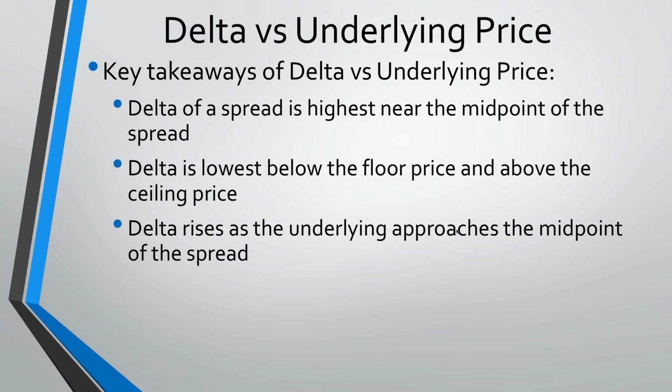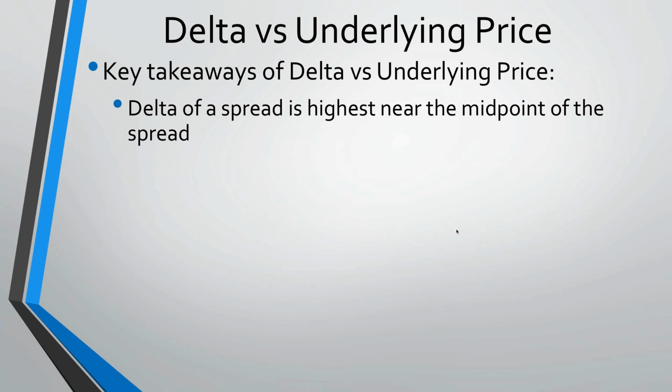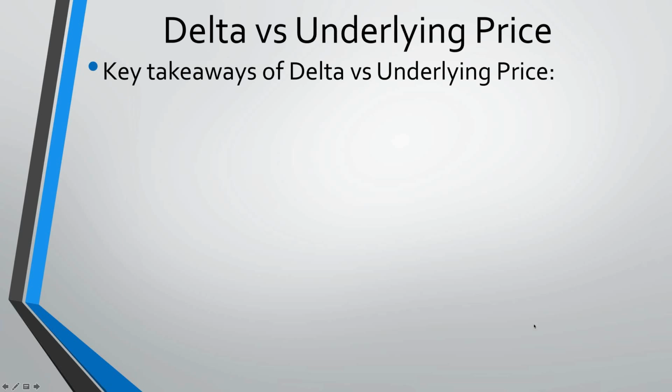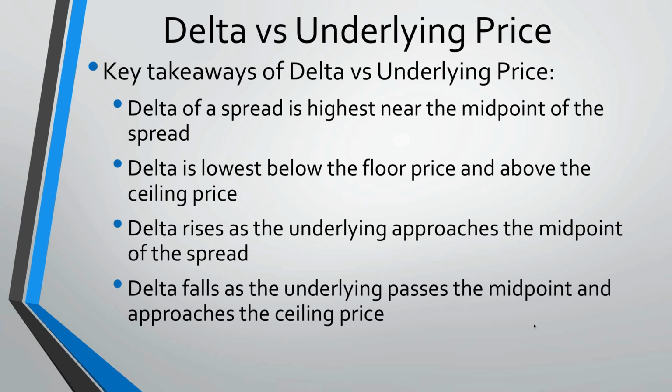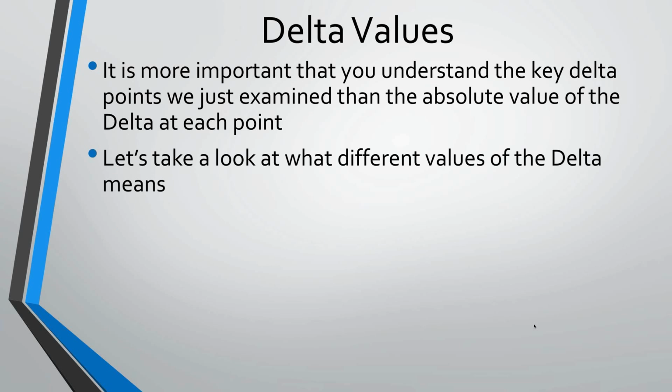Delta rises as the underlying approaches the midpoint of the spread. Delta falls as the underlying passes the midpoint and approaches the ceiling price. So, delta keeps rising up until the midpoint and then it starts falling away. Major takeaways: it's more important that you understand the key delta points we just examined than the absolute value of the delta at each point.